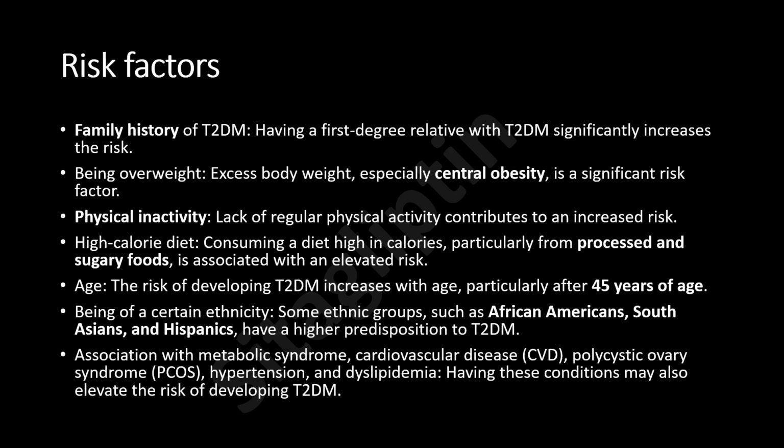So most importantly, family history. If you've got a parent or a sibling who has diabetes, then you are at a significantly higher risk of developing diabetes. Similarly, being overweight.